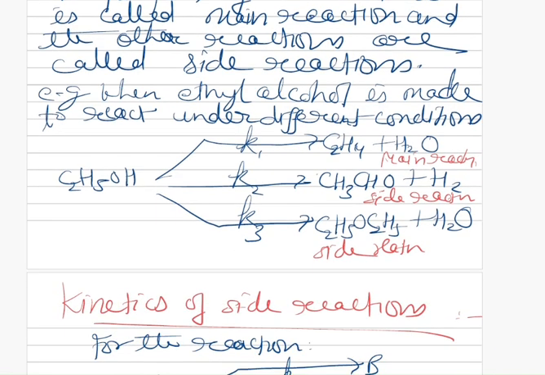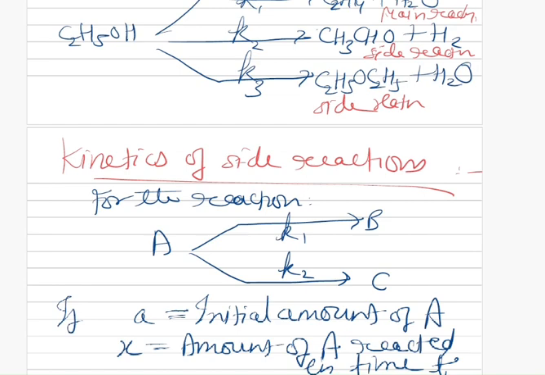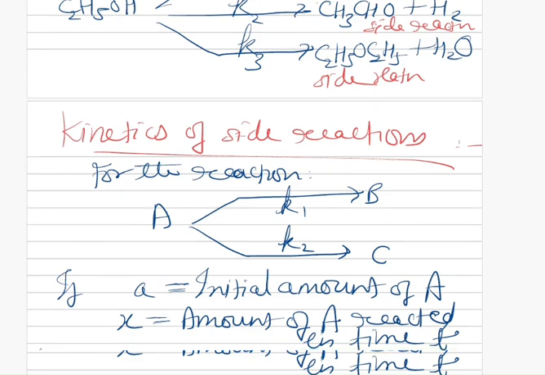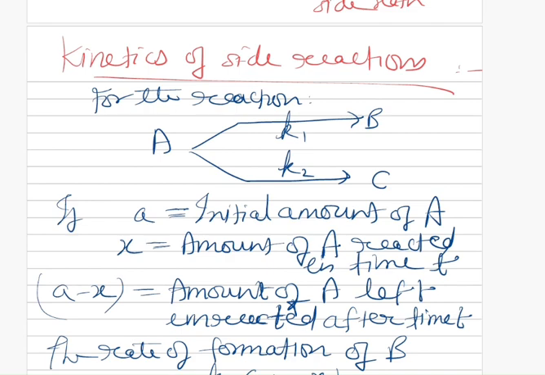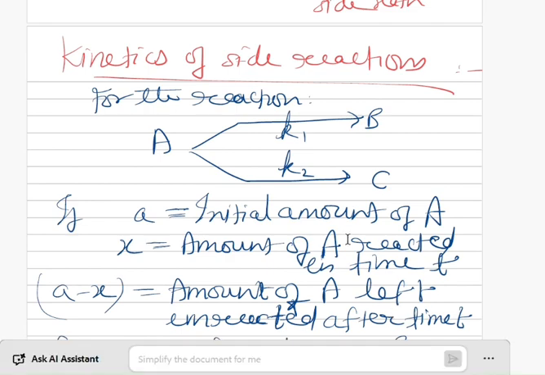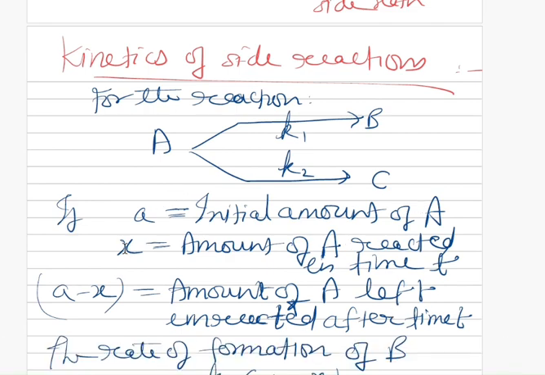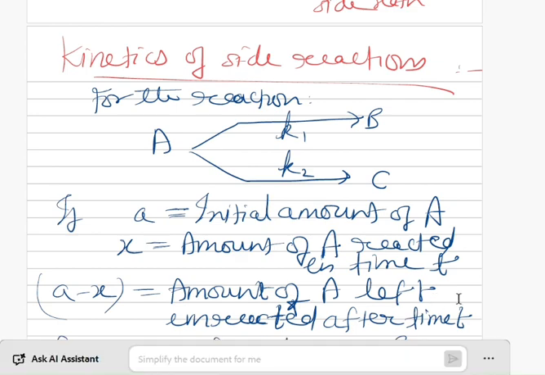Now, kinetics of the side reactions. For the reactions A gives B and A gives C, having rate constants K1 and K2 respectively, let A be the initial concentration of the reactant, and X the amount of A reacted in time T. Then what is A minus X? It is the amount of A left unreacted after time T.